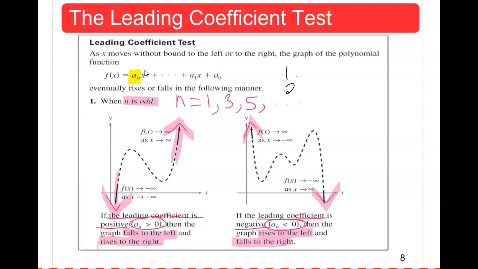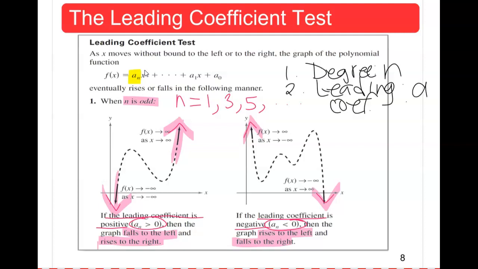And second, with the leading coefficient. So remember, the degree is n, and the leading coefficient is a sub n.